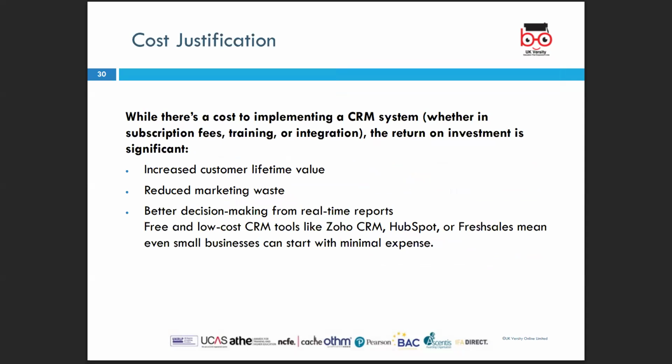This is also very cost effective. While there are costs to implementing a CRM system, whether subscription fees, training, or integration, the return on investment is significant. We have increased customer lifetime value, reduced marketing waste, and better decision making from real-time reports.